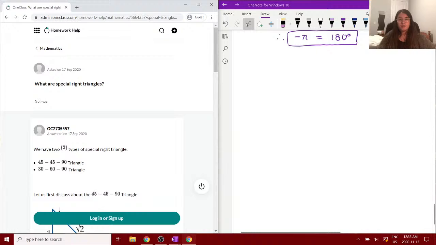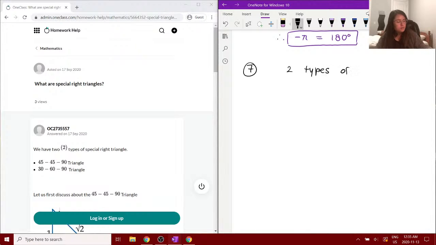So in our final question, we are asked, what are special right triangles? So let's talk about two different types of special right triangles, okay? So two types of special right triangles.